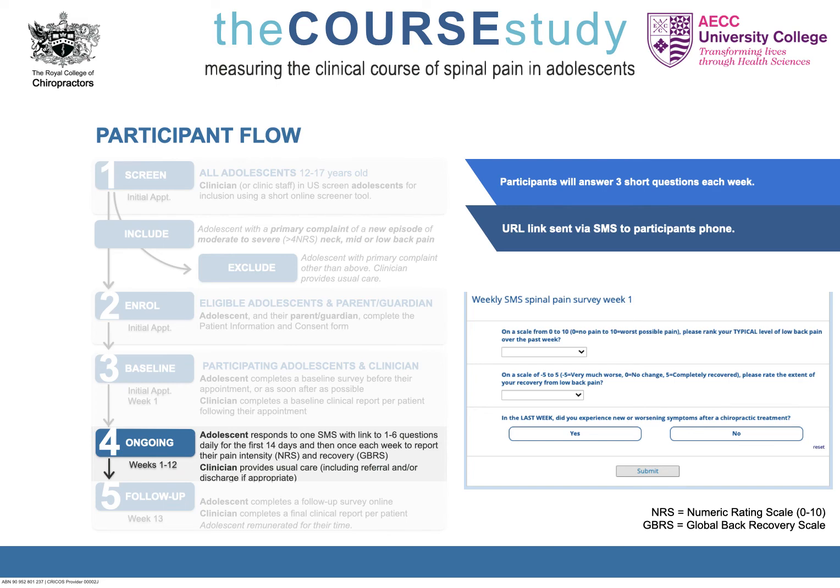These questionnaires usually have 1 to 3 questions on them. They're super quick, mostly asking them to rank their pain on that numeric rating scale or asking them about their recovery, if they feel like they're getting better or worse or staying the same. It's a really quick thing for them to do, and they can do it right from their phone. Those get texted to them.